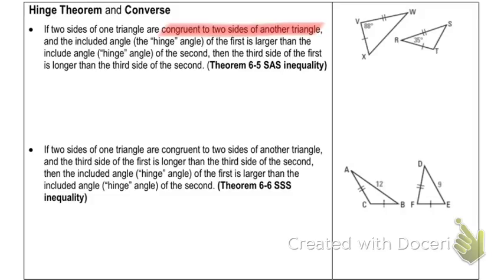So we look at those two triangles that are over here. We look at VWX and RST. Do they have two congruent sides to each other?